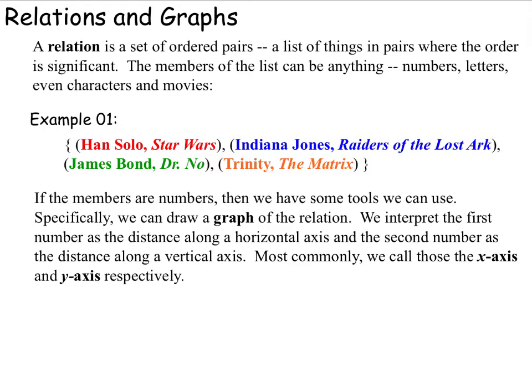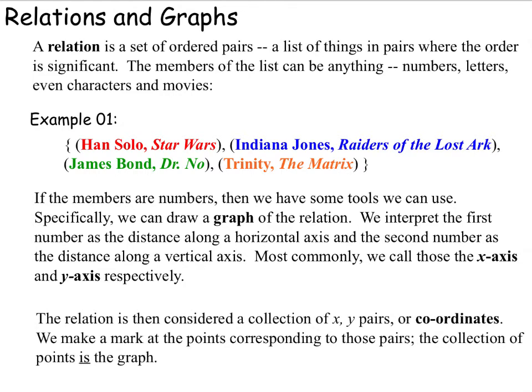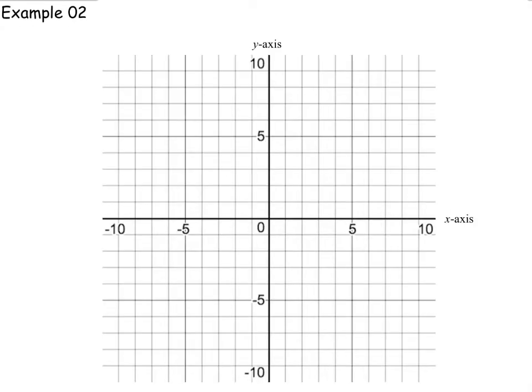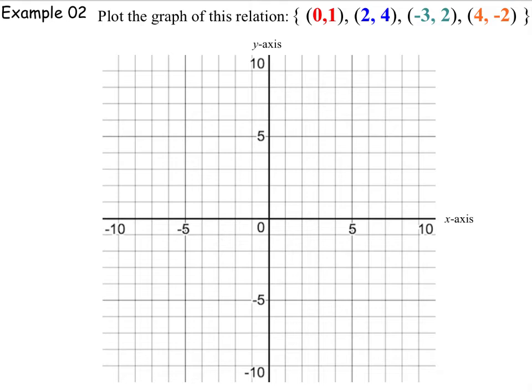Specifically, we can draw a graph of the relation. We interpret the first number as the distance along a horizontal axis, and the second number as the distance along a vertical axis. Most commonly, we call these axes the x-axis and y-axis respectively. The relation is then considered a collection of x-y pairs, or coordinates. We make a mark at the points corresponding to these pairs. The collection of points is the graph. Here's a quick example. Plot this relation.